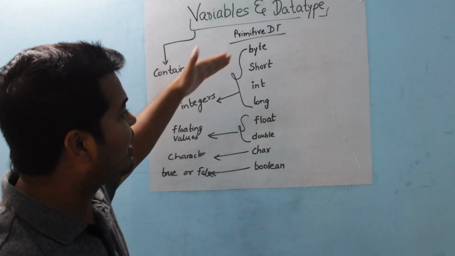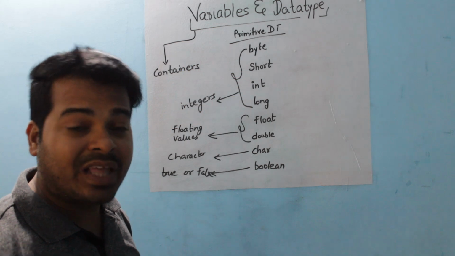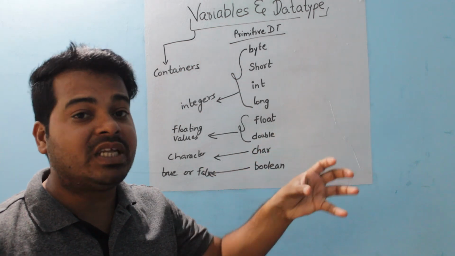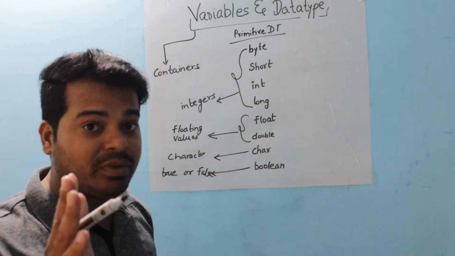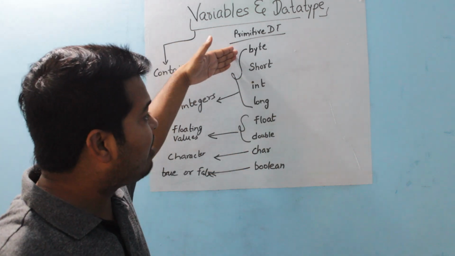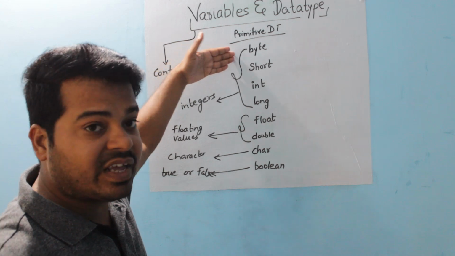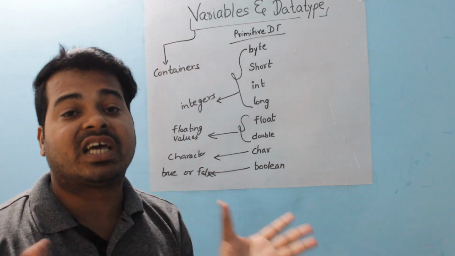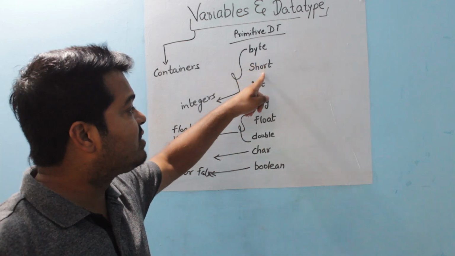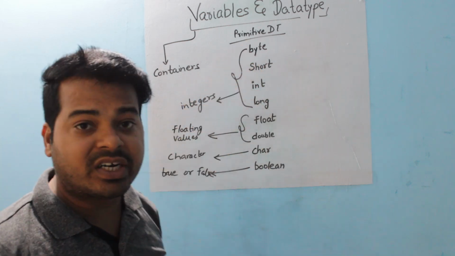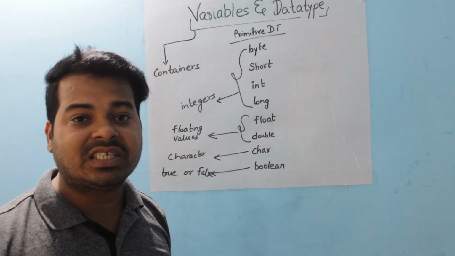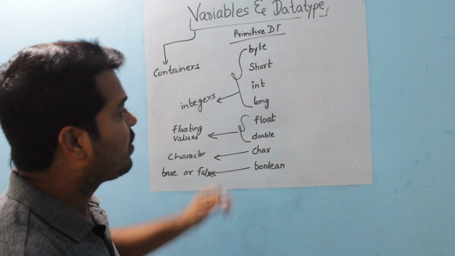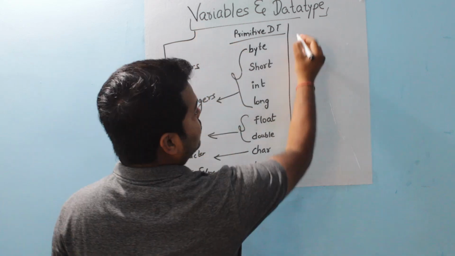Why do integers require byte, short, int, and long? As I said, 3 liters of water cannot be placed in a 1 liter can. In a similar way, each different integer data type, that is byte, short, int, long, has a different size. These 4 primitive data types have different sizes and different ranges of values which they can store.